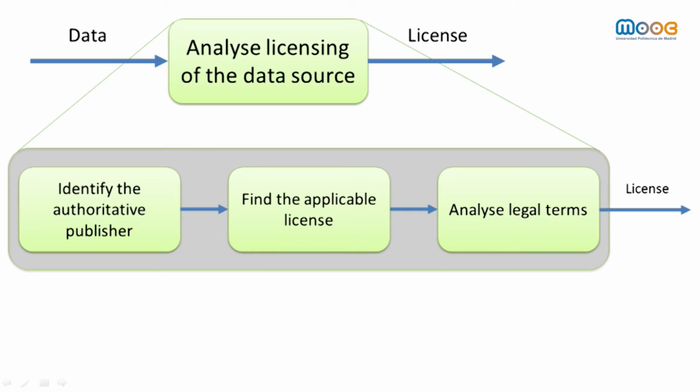First, we must identify who is the authorized publisher of the data, and we must differentiate between who is the data rights holder and the authorized publisher, because they may not be the same. Then, we must find which license applies to the data. Such license can appear in a web page, in the dataset metadata, or in the data themselves. In case of doubt, we have to contact the data publisher. Finally, we must read the license and analyze the legal terms under which the dataset can be used.